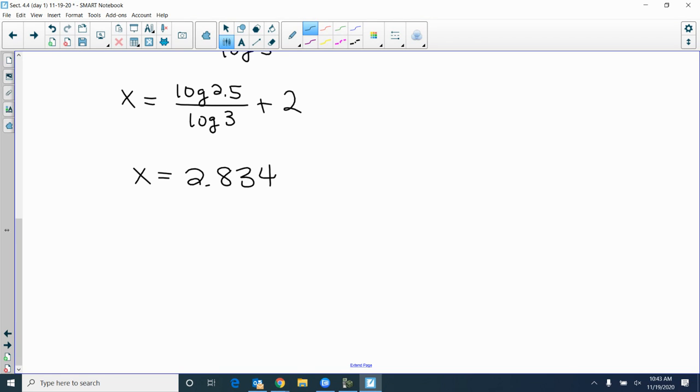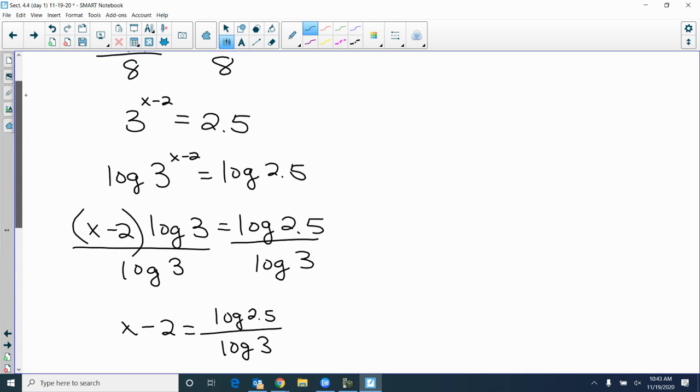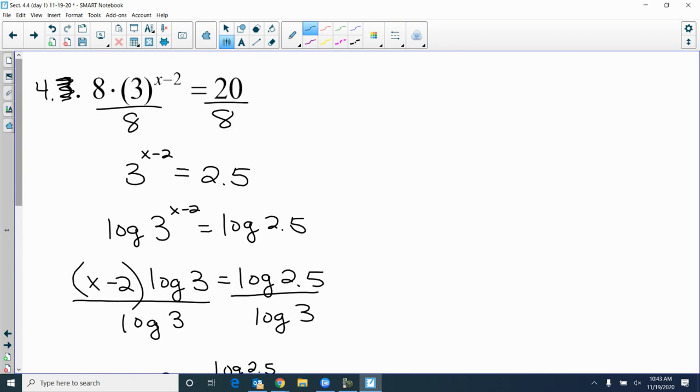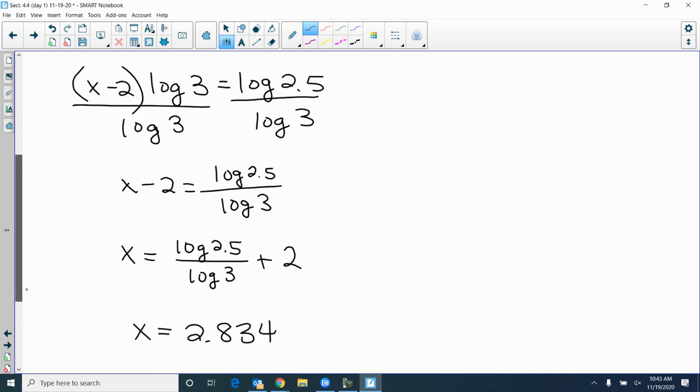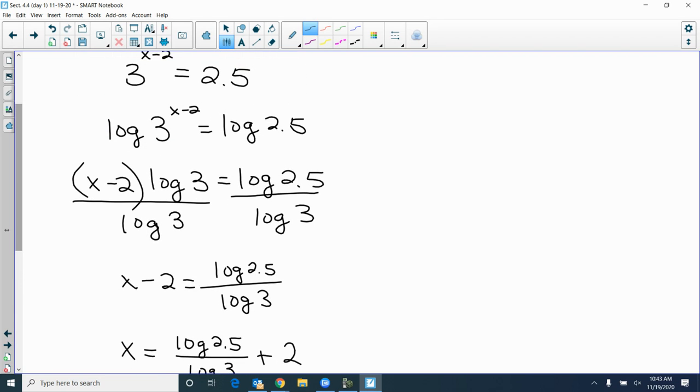Because of the change of base formula, could you make the base 3 to make it simpler and then just make the bottom 1 basically? So x equals log base 3 of 2.5 plus 2. All right, where are you at right here? Hold on. Where are you going to base 3 at? Right here?